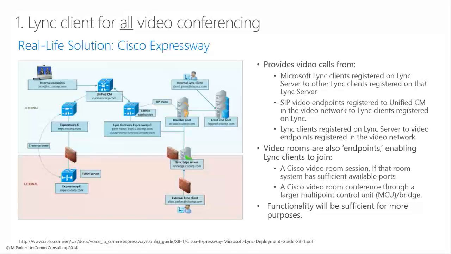And then, they also show this part of it, which is their version of Lync Edge Server, their TURN server that gives you this Expressway E. C is inside, E is external. So the Lync clients are registered on the Lync server, so they're registered here. They don't have to go register over on CUCM. And SIP video endpoints are registered over to the Cisco UCM, and the Lync clients are registered on the Lync server, to video endpoints registered on the other side. So video rooms are also the endpoints, as I said. Let's see if there's anything I haven't said. It's a Cisco video room session.